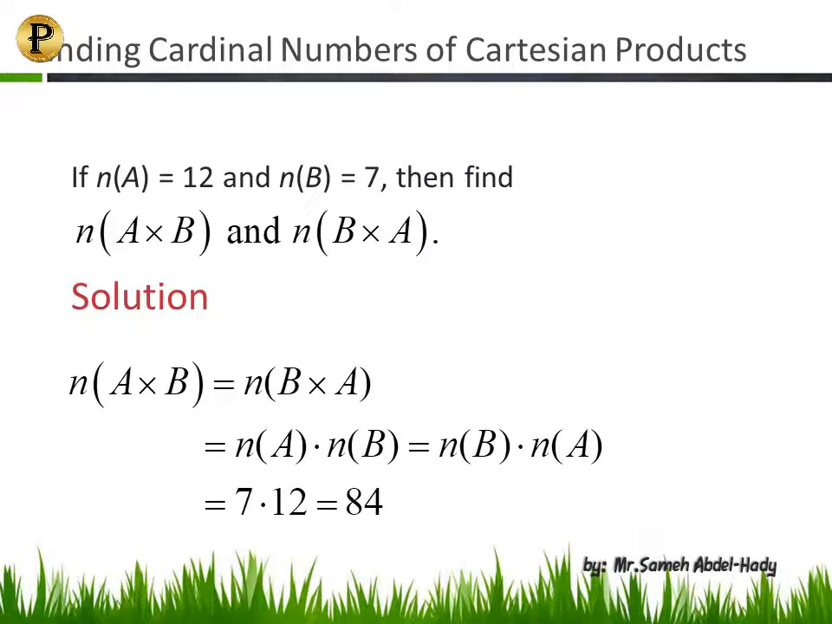Solution, pay attention please. You see, the number of the Cartesian product A times B equals the number of the Cartesian product B times A, alright, equals the number of elements of the set A times the number of elements of the set B, equals the inverse. Alright, I can make inverse in multiplication. Equals 7 times 12. 7 times 12 equals 84.